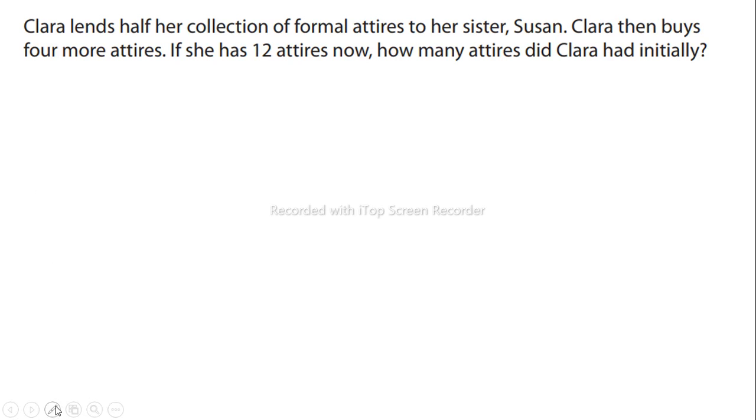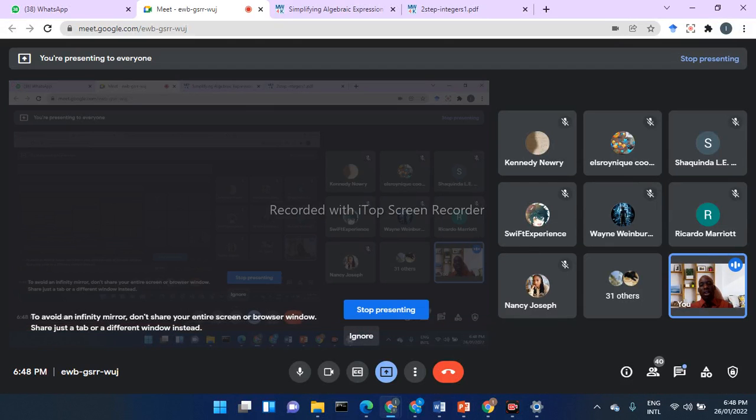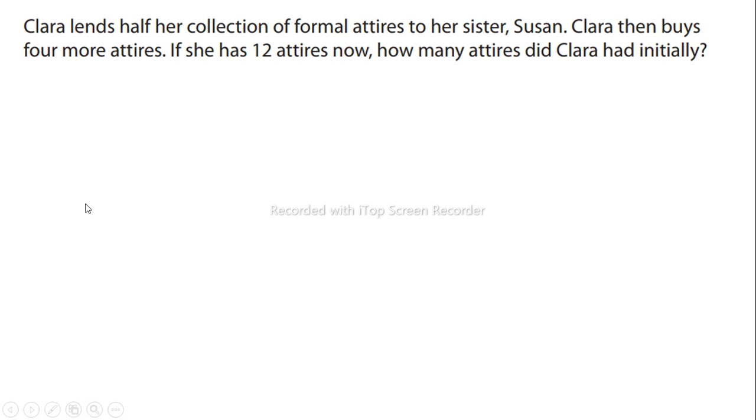Okay, so let's move. So here we're talking about Clara. Someone is trying to come in, I imagine. I keep on hearing that sound. I don't know. Okay, so let's talk about Clara.